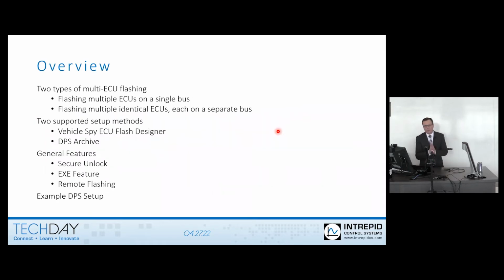Okay, so just a quick overview. We're going to be going over basically two different use cases for multiple ECU flashing. And then we're going to talk about a couple of different, high level methods that we use for setting up your flasher. And then we're going to go over some general features, and then we'll go through an example, a walk through the steps you need to do to set this up in the Vehicle Spy software.